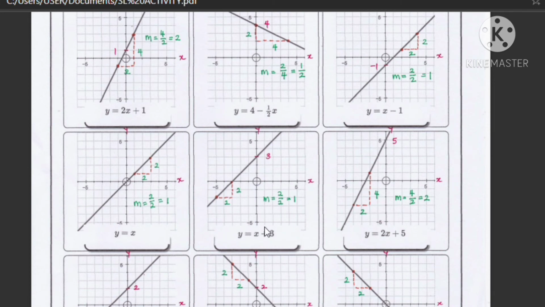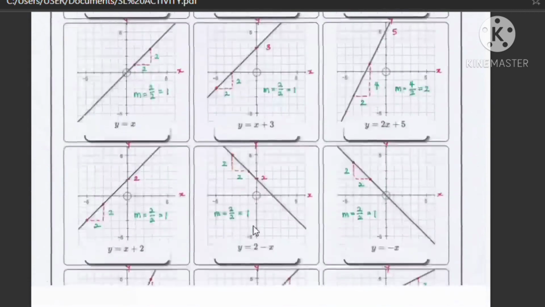For this question, the answer is y equal to x plus 3, where the gradient is 1 and the y-intercept is 3. For this question, the answer is y equal to 2x plus 5, where the straight line is a positive straight line, so the gradient must be positive also. So the gradient is 4 over 2, you will get 2, and the y-intercept is 5, where the line crosses 5 on the y-axis.